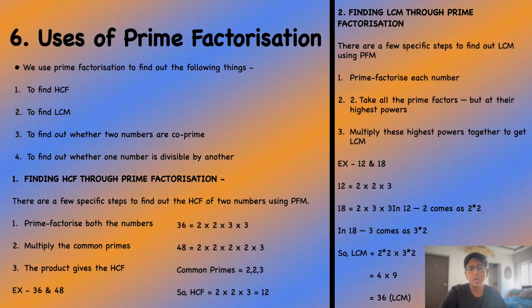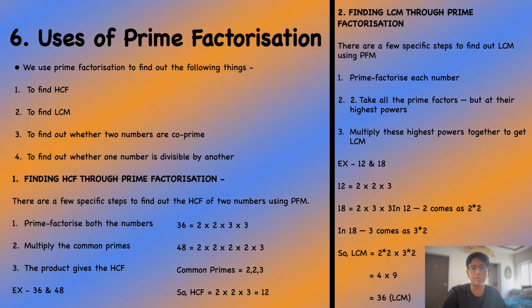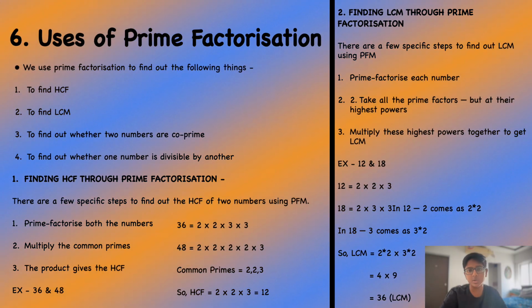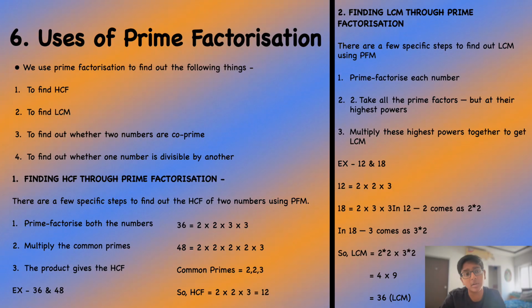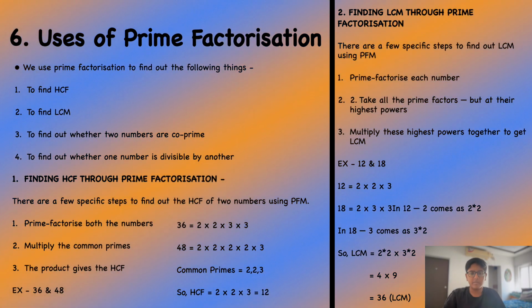For the LCM, we take the highest powers. Suppose in 12, 2 comes 2 times, then 3. So we take 2 into 2, 4. Next, 2 into 3 into 3. So 3 comes 2 times, so 3 into 3. So 4 into 9 will be the LCM, which is 36. Like that, we take whichever number comes more times, we multiply it and take it as the number for the calculation of the LCM.